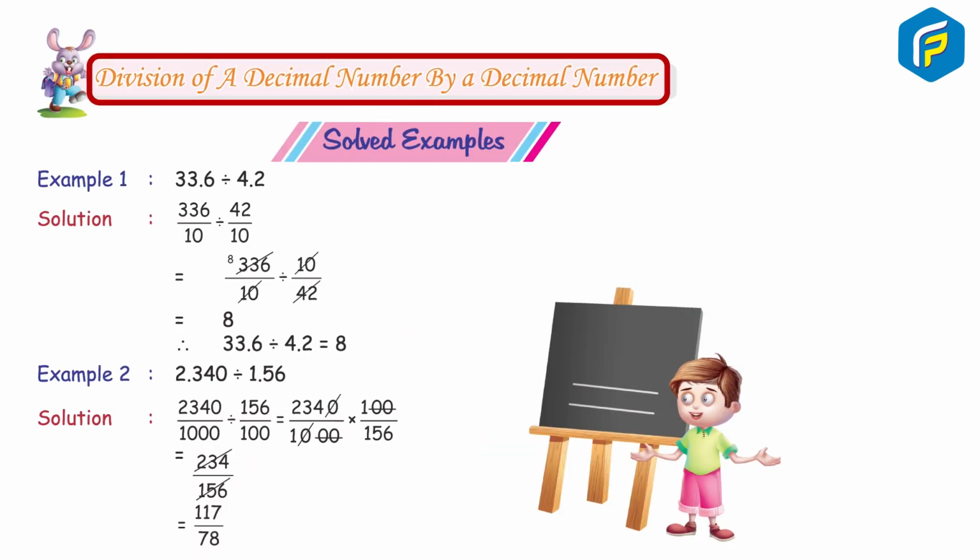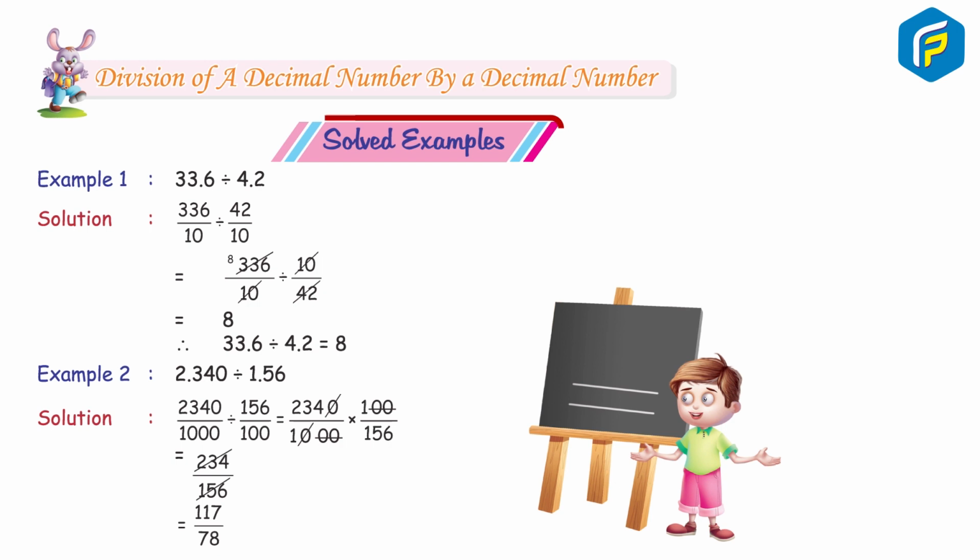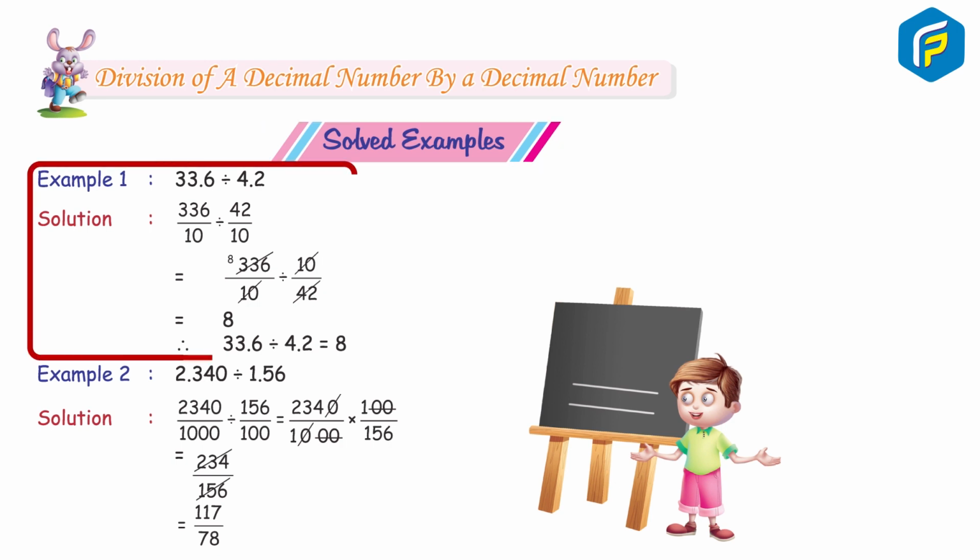Division of a decimal number by a decimal number. Solved example. Example 1. 33.6 divided by 4.2. Solution: 336 upon 10 divided by 42 upon 10 equals 336 upon 10 into 10 upon 42 equals 8. So 33.6 divided by 4.2 equals 8.